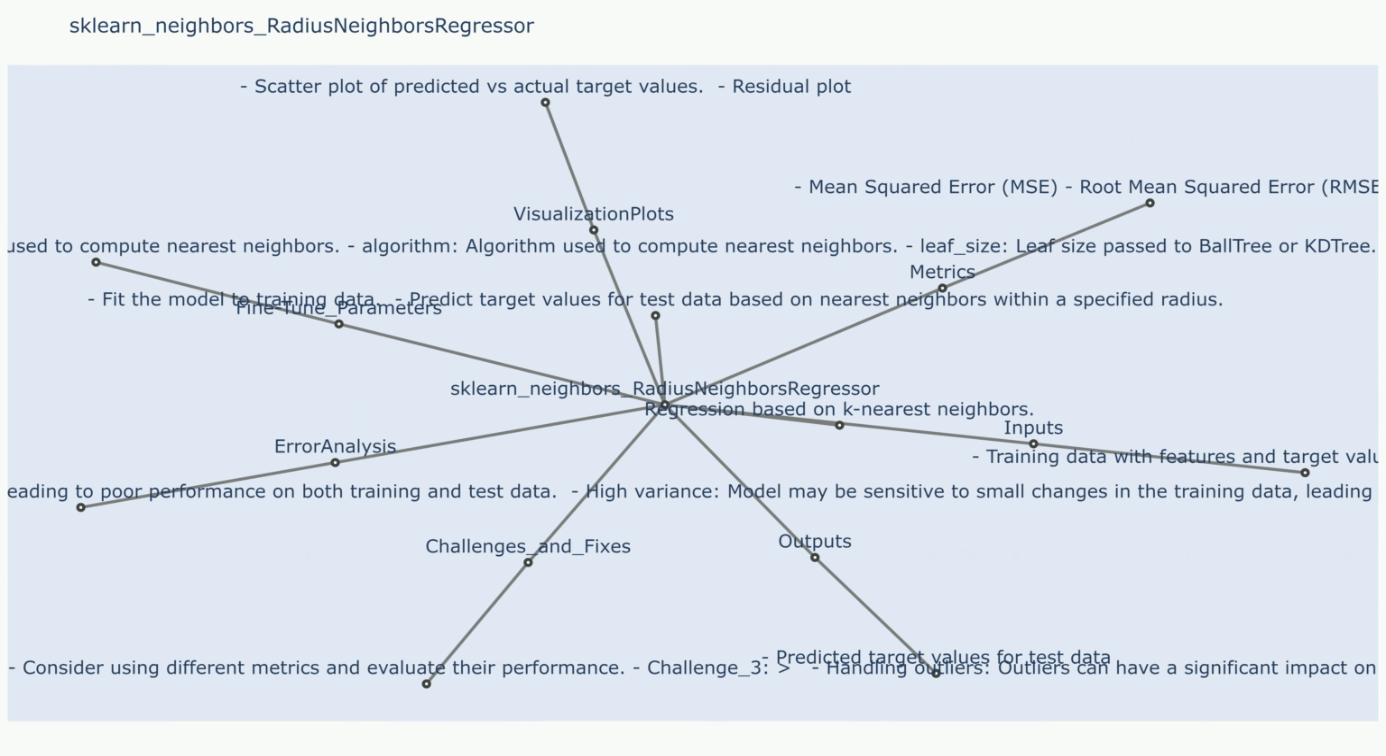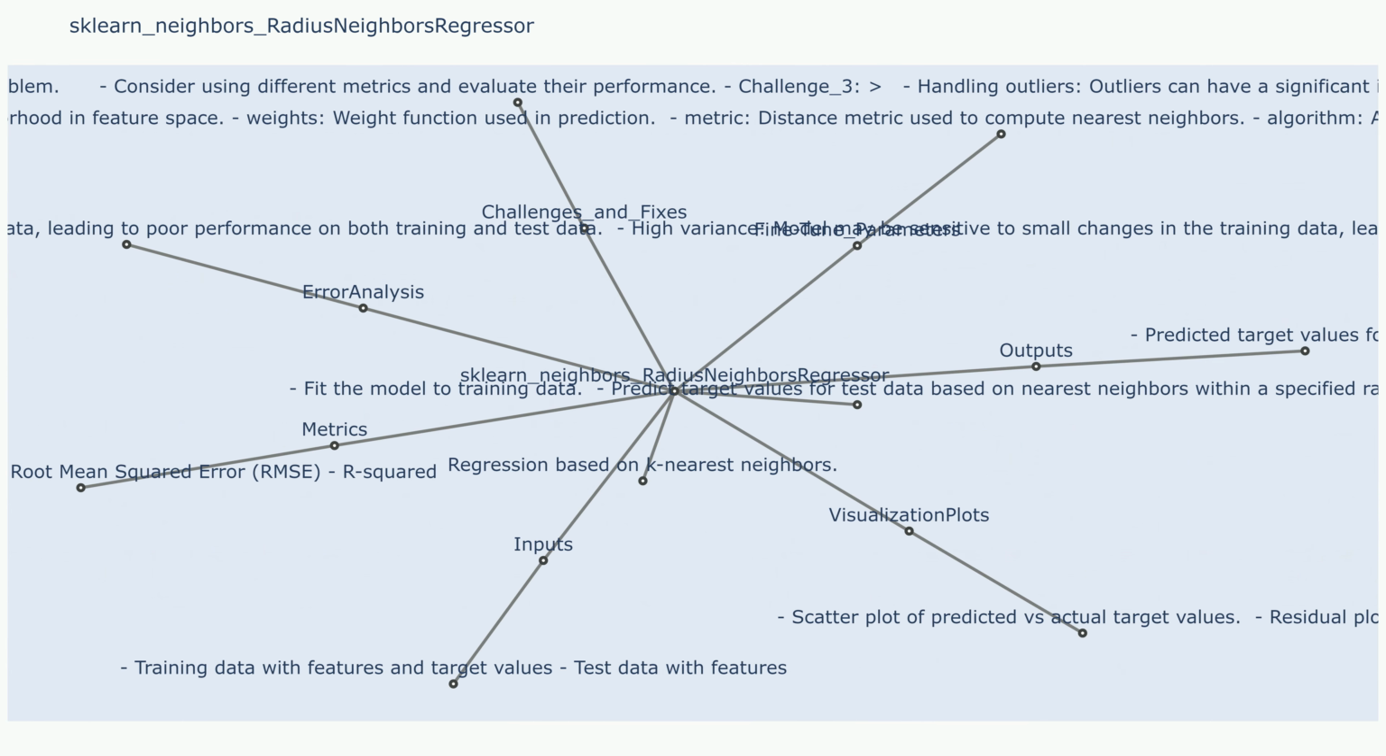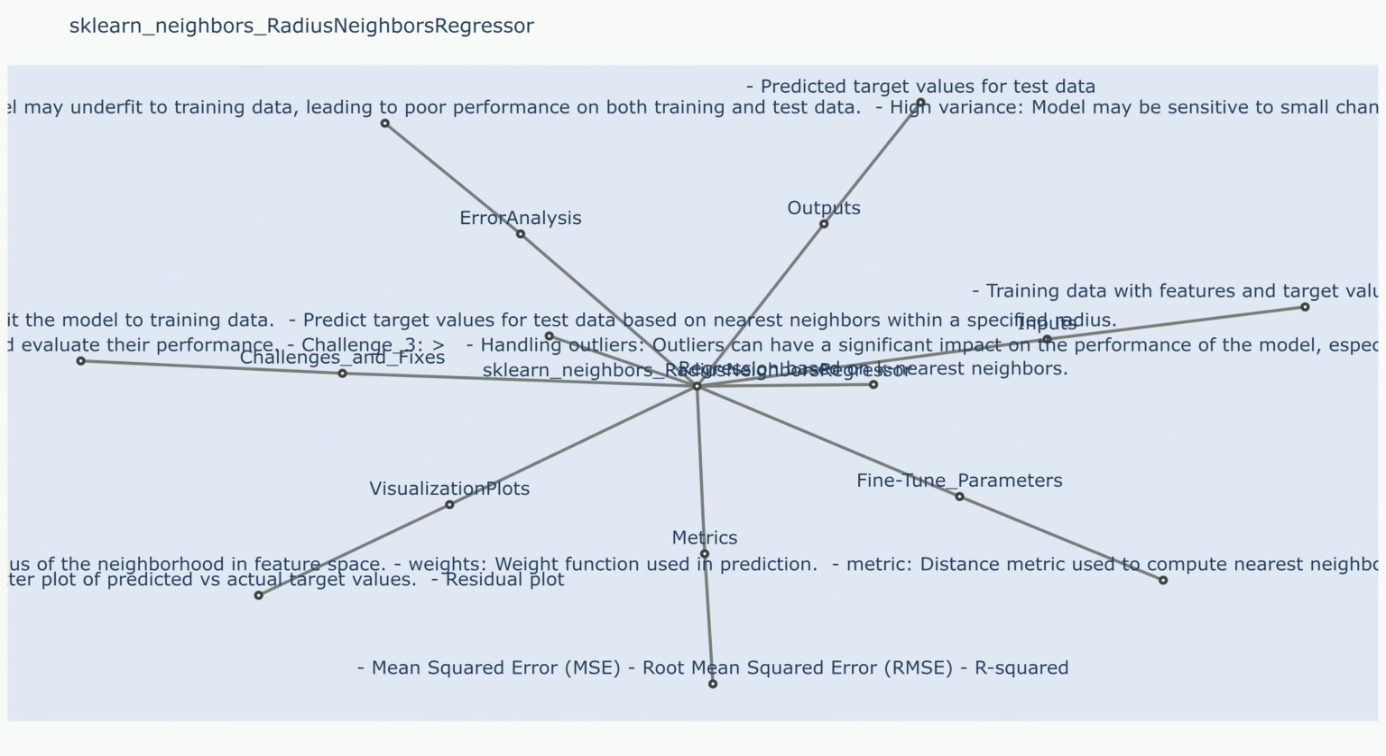Fixes to challenge 1. You can experiment with different radii using cross-validation and choose a radius that results in the best performance on the validation set. Challenge 2. Handling data with varying density. Sample use case that resulted in challenge 2.